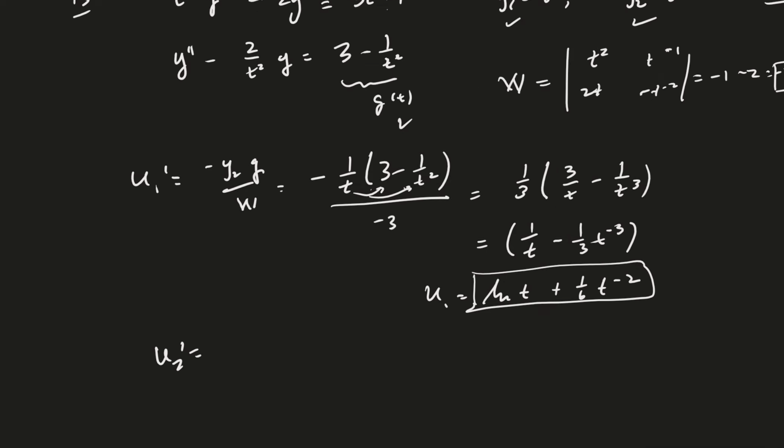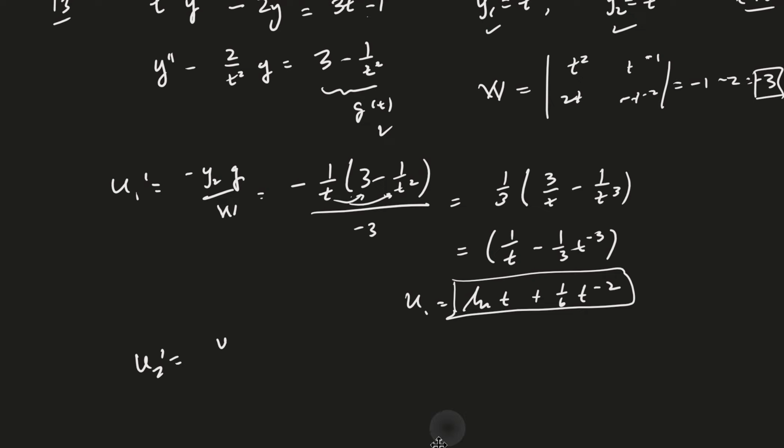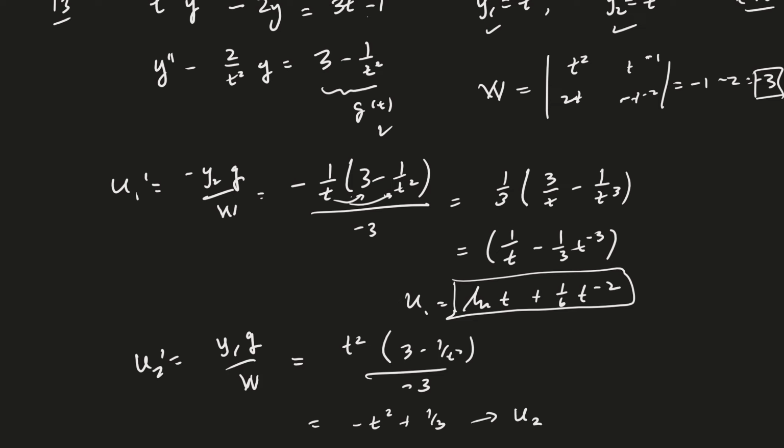where's the y2? It's y1 g divided by W, and so that's going to be, where's y1? t squared times our 3 minus 1 over t squared divided by minus 3. And you see a bunch of stuff cancels out, right? We end up with minus t squared plus 1/3, I believe. That's easy to integrate. So minus 1/3 t cubed plus 1/3 t. Good.